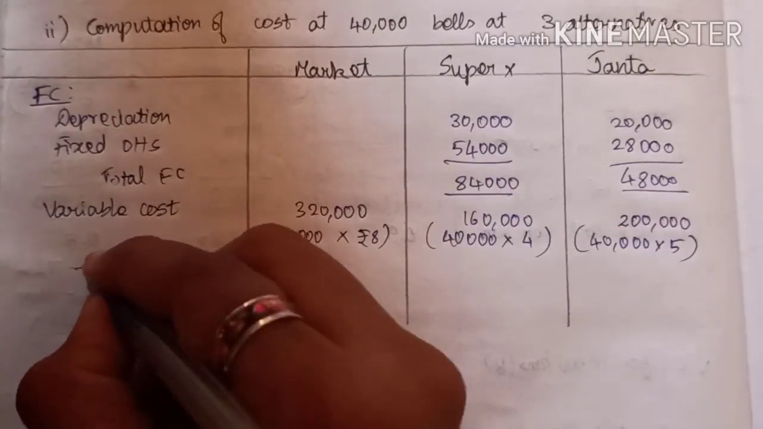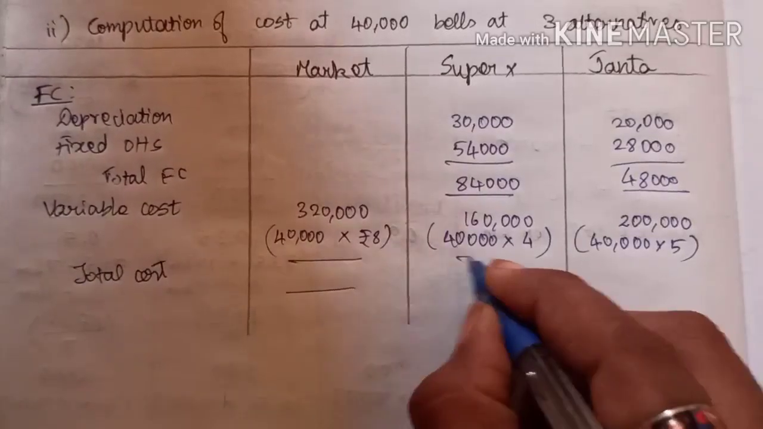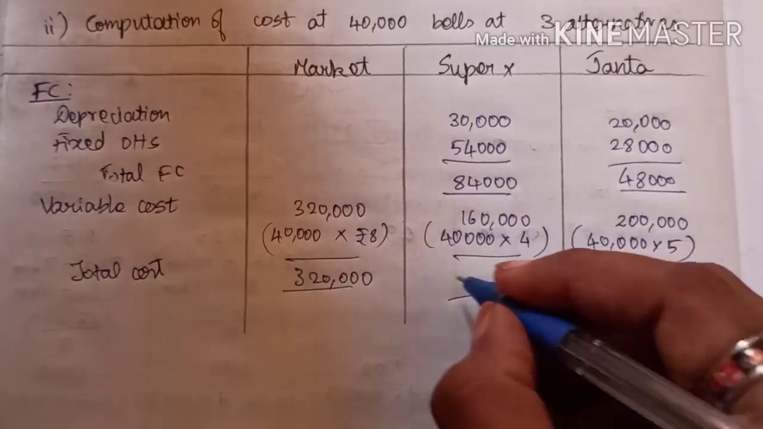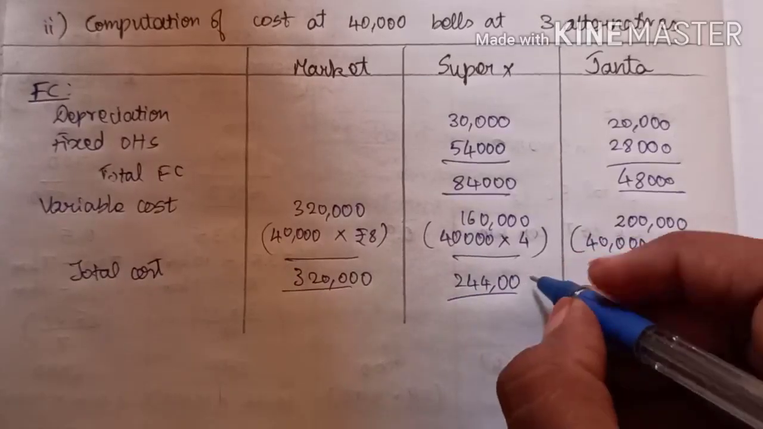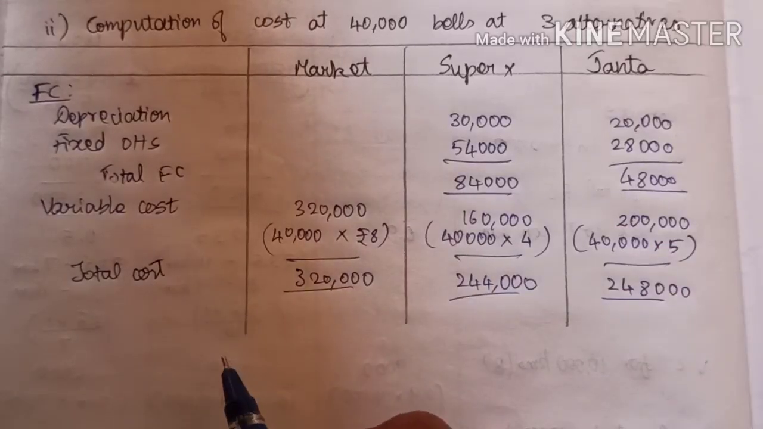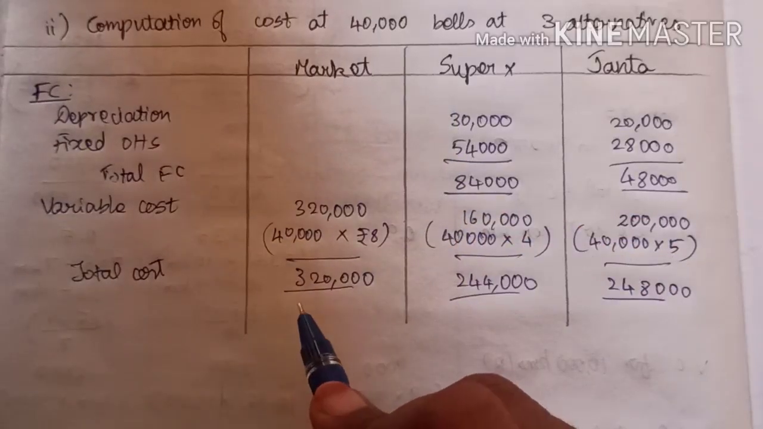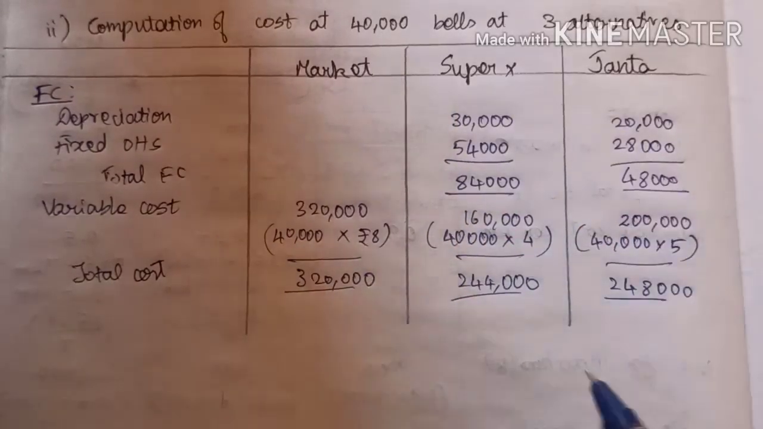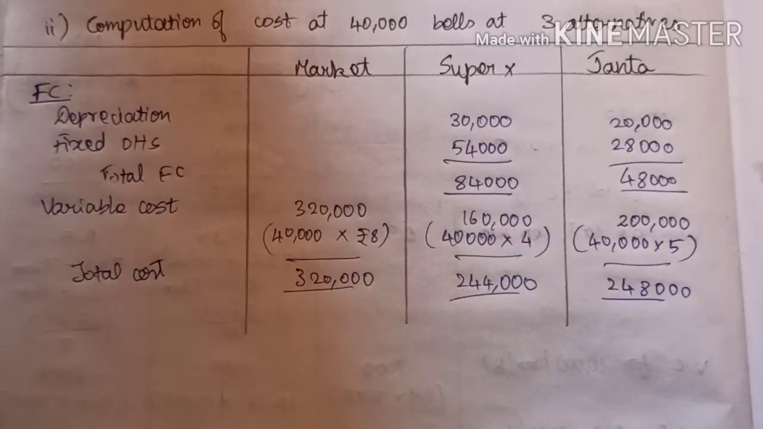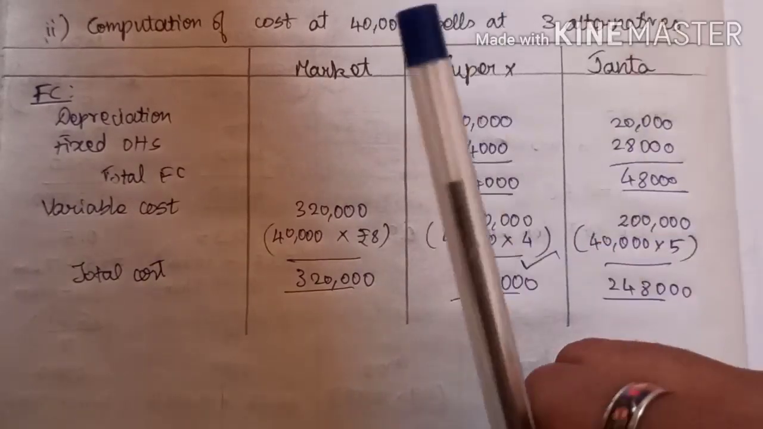And then total cost. You will get 3,20,000, and here 2,44,000, and here 2,48,000. And see here, at the level of 40,000 output, it is better to install Super X machine, because its cost is less than the other two alternatives. So we have to choose this, that is installation of Super X machine.